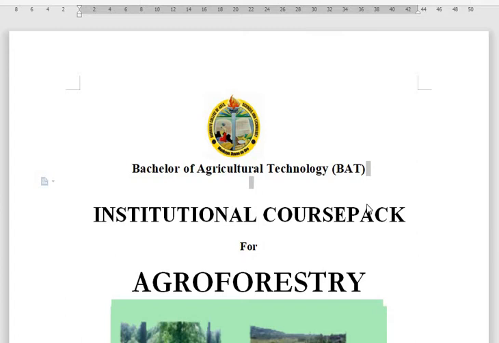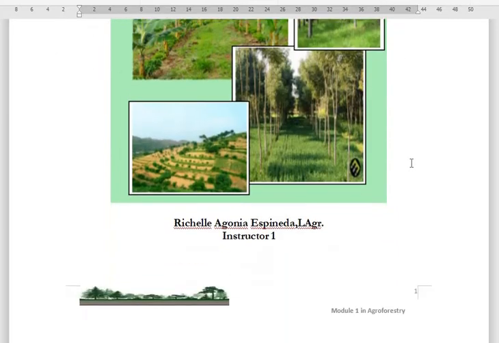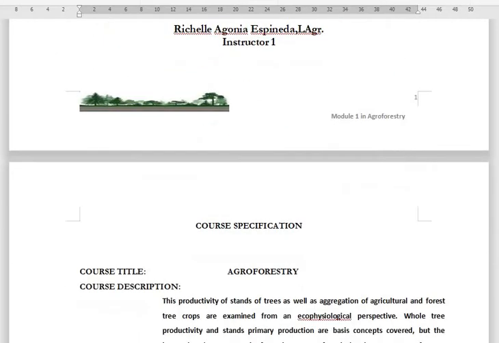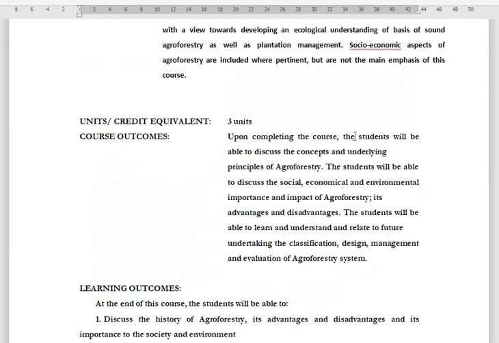So, para makabasa mo niya, you have to download Word file reader or PDF file reader na ana siya like WPS, baka daghan sa Play Store no, or sa Apple Store kung Apple inyong gamit nga gadget. So, first, this is the cover page no, the institutional course pack for agroforestry. So, yours truly is the instructor na nagbuhat ani kay kailangan.